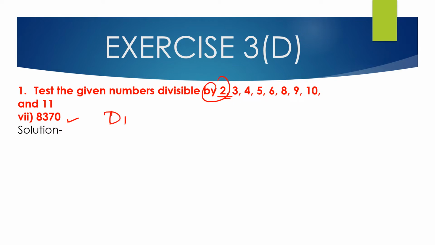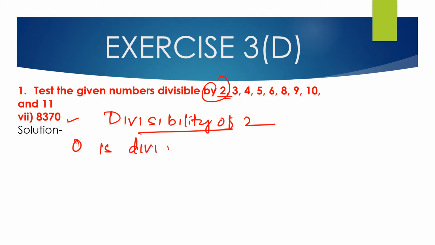So divisibility of 2. We know any number is divisible by 2 if the last digit, that is the unit place digit, is an even number. Here the unit place digit is 0 and 0 is divisible by 2. So 8370 is divisible by 2.